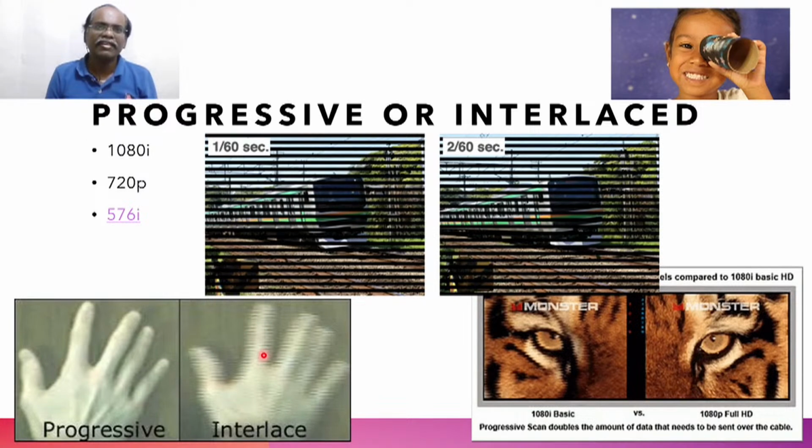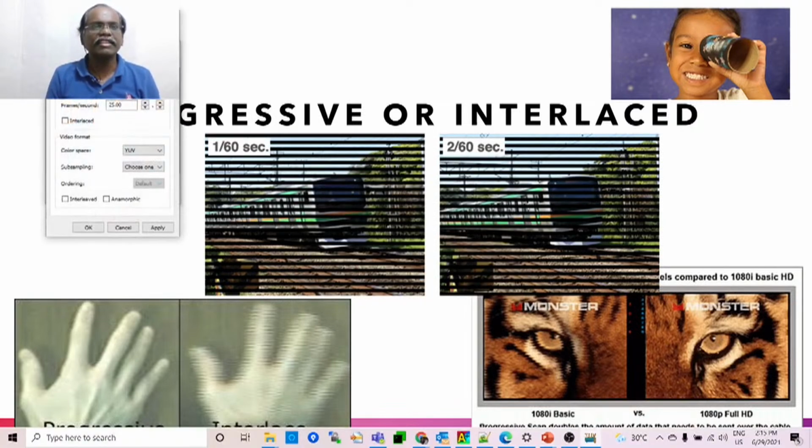This is one example, and this one also. Look at the tiger: the first picture is interlaced, the second picture is progressive. Okay, let me show you a video example here. Let me take the same or a different video. It is 720 by 576, so the height is 576, and it is YUV. Now I will say it's an interlaced format. So let me check this. This is called an interlaced video.